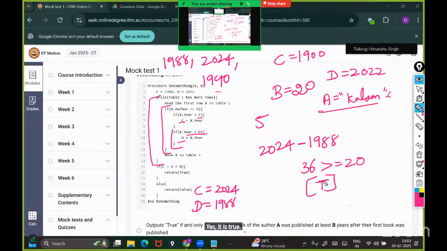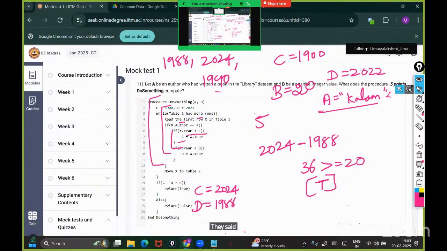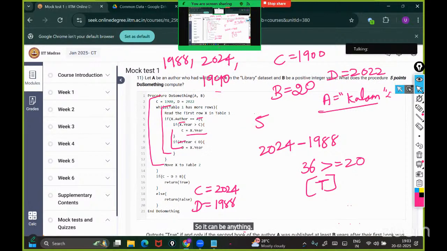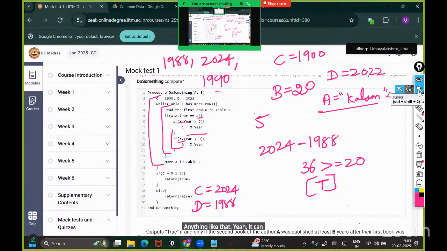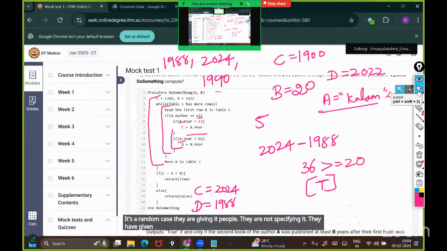Ma'am, I have a doubt. Yes, please. When we are taking the B value by ourselves, it is not given in the question. They said it's some integer value and A is some author. They didn't mention which author to be checked. So, ma'am, it can be anything. Yes, it can be of any author. There can be a match and there can also be no match. It's always random cases they are giving, people. They are not specifying it. They have given only the random cases here.